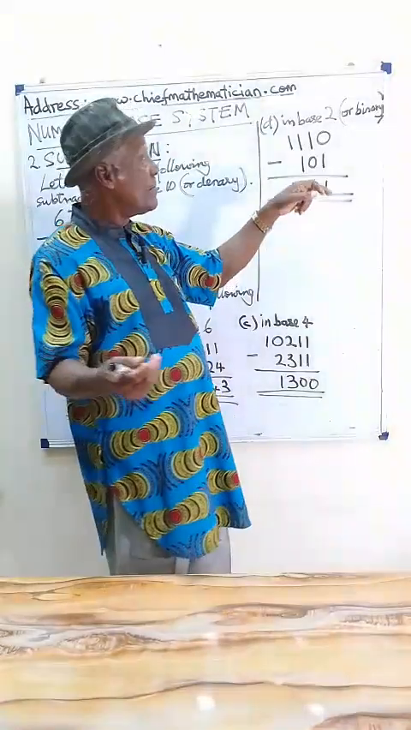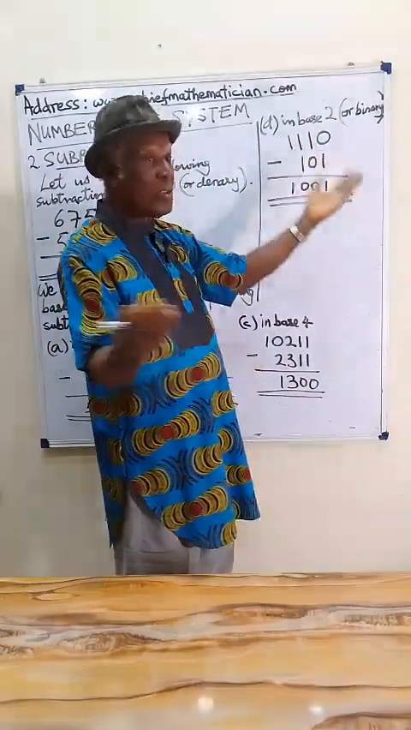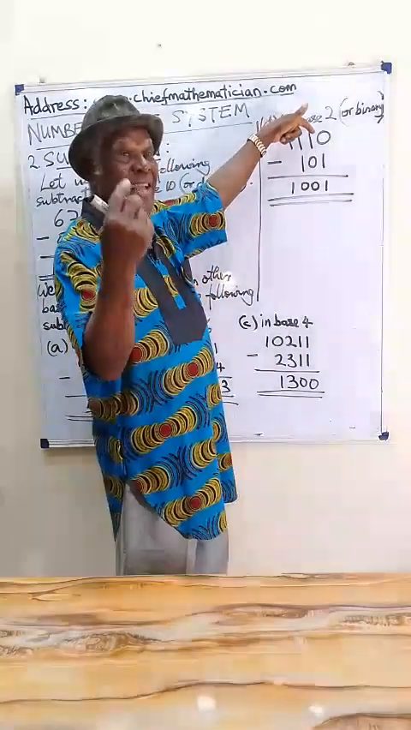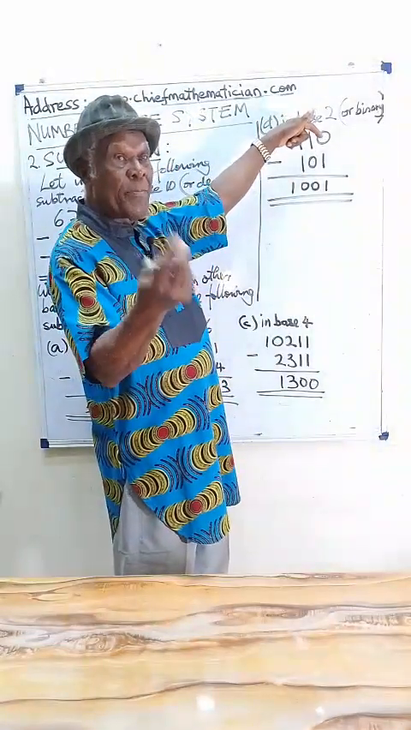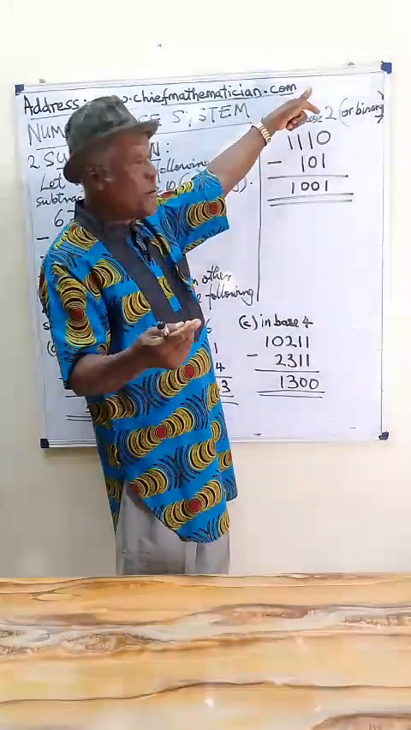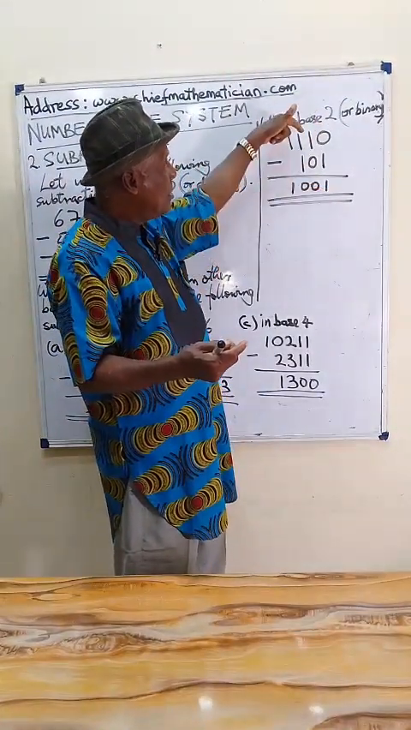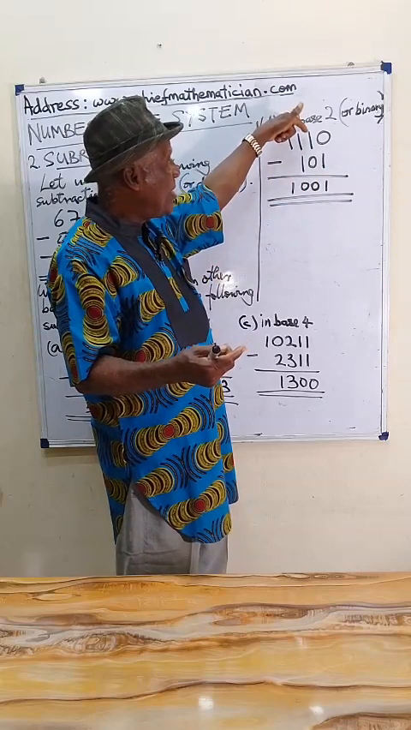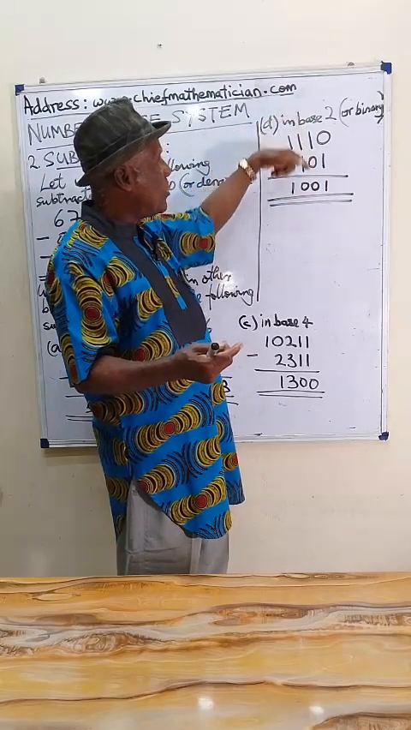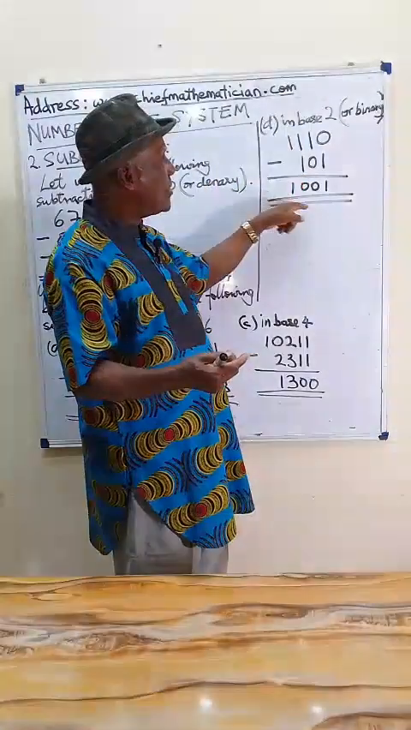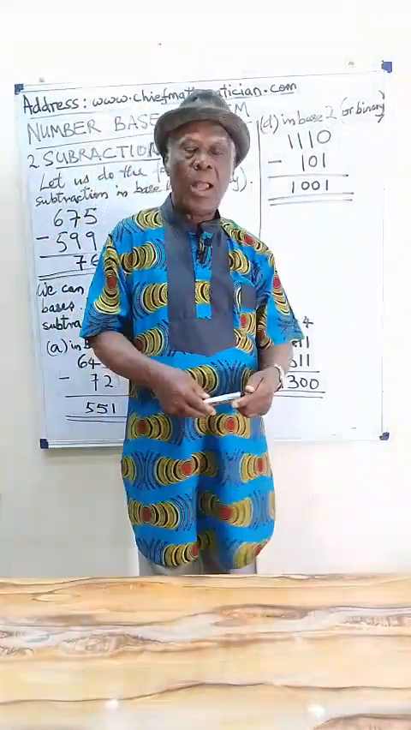Let's take it again. 1 from 0, not possible. You go back and borrow this 1, which represents 2. It represents 2 because you are working in base 2. So 2 comes here now. 1 from 2, 1. 0 is left here after borrowing this 1. 0 from 0, 0. 1 from 1, 0. You bring down this 1.